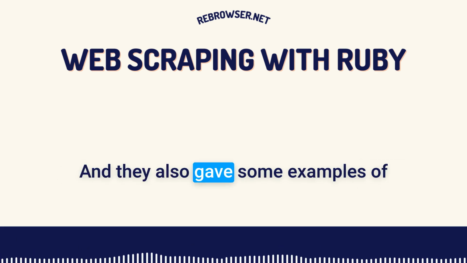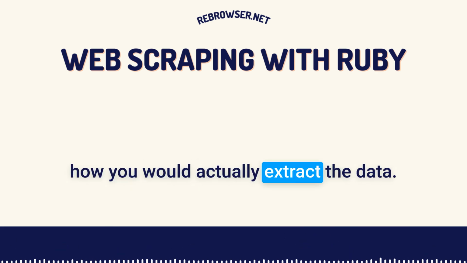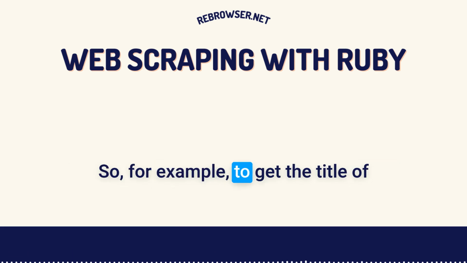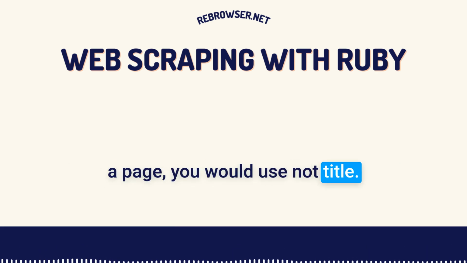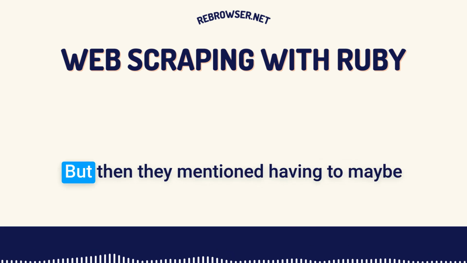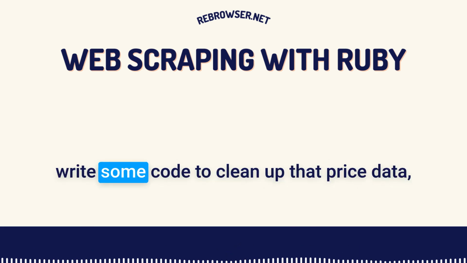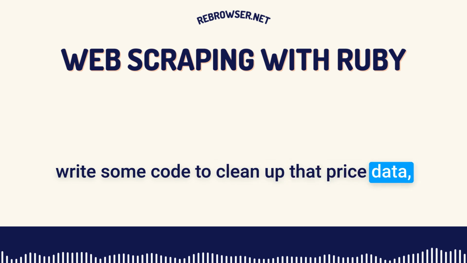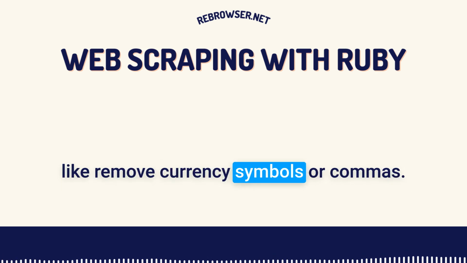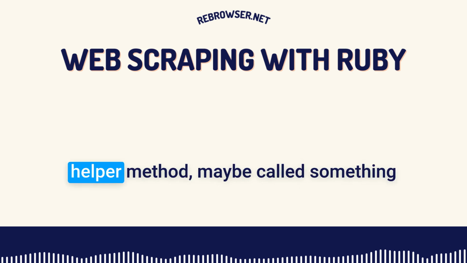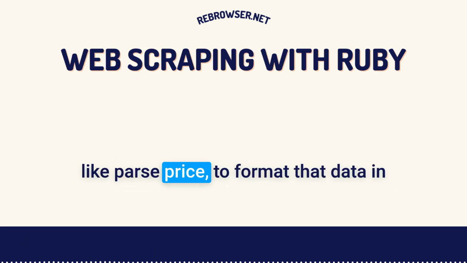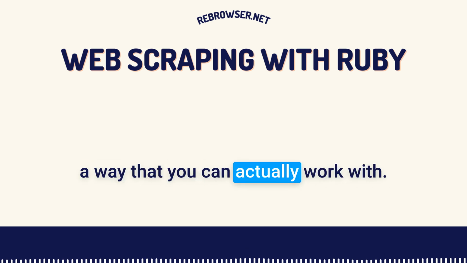And they also gave some examples of how you would actually extract the data. So for example, to get the title of a page, you would use h1. To get the price, you might use .price. But then they mentioned having to maybe write some code to clean up that price data, like remove currency symbols or commas. Yeah, that's where you might write a little helper method, maybe called something like parse_price, to format that data in a way that you can actually work with.